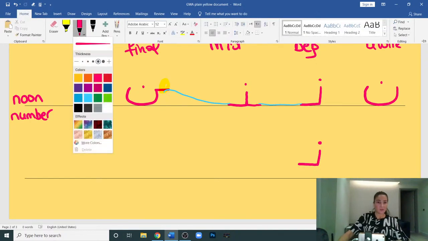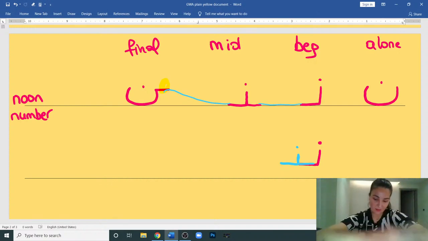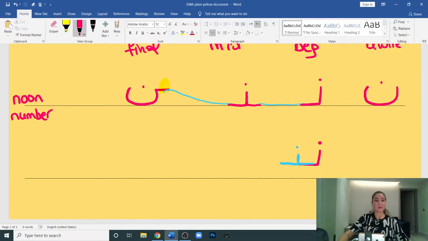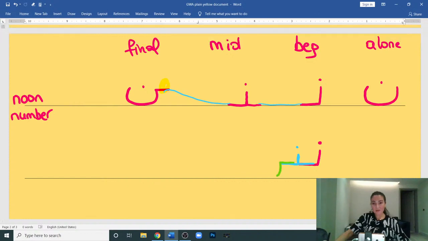I'm going to change the color so you see how the middle one fits in. And this is the middle one. So basically, we don't put two tails, elongate the two tails together like this. They should overlap like that. That's why you see I drew the blue tail of the noon on the previous tail of the letter. And the same will happen now for the final form of the noon. I'm going to draw it on top of the blue line. They overlap. So this is my final form of the noon. You see how they overlap?